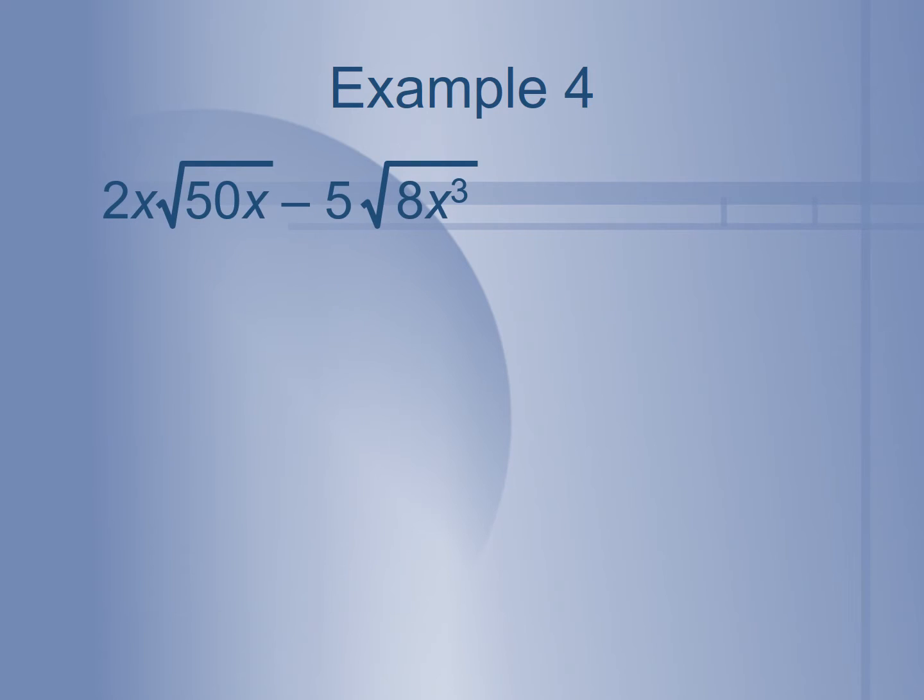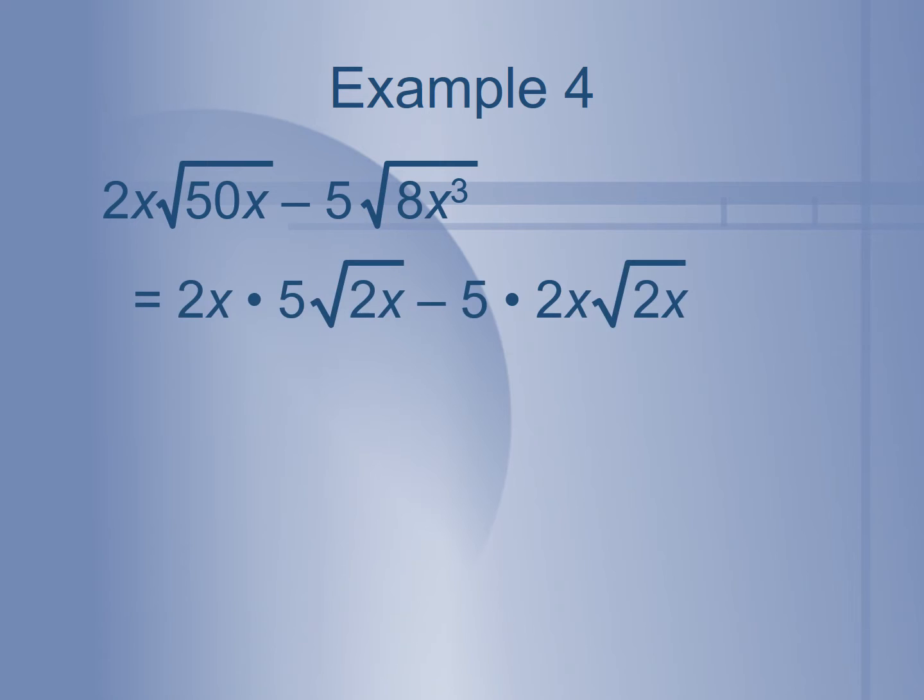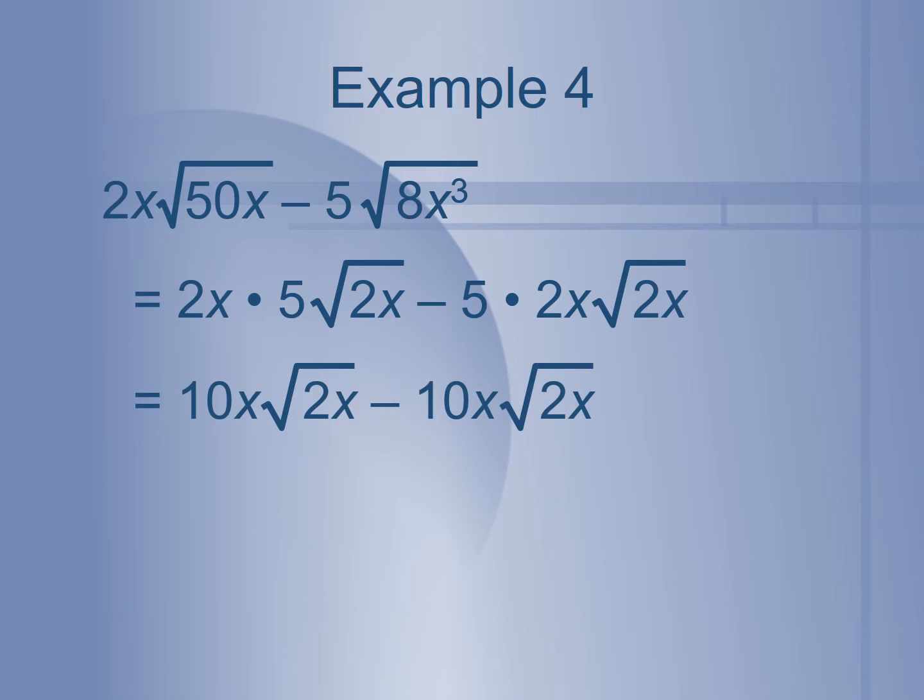All right, so for this one, we're going to simplify first. So the square root of 50x, a 5 can come out of there, and then the 8x cubed, an x can come out, and then also a 2 can come out. And then we'll simplify from here. So 2x times 5 is 10x, and 5 times 2x is 10x. So now we have 10x square root of 2x minus 10x square root of 2x, which you'll notice is something minus the same thing, which means that we get 0.